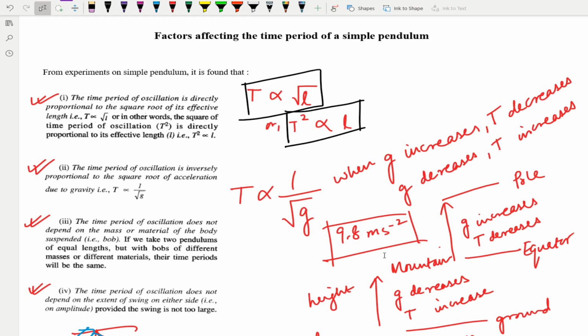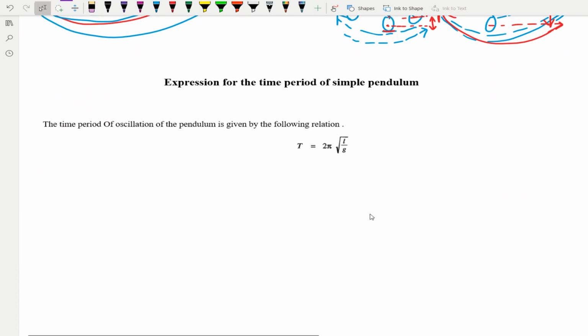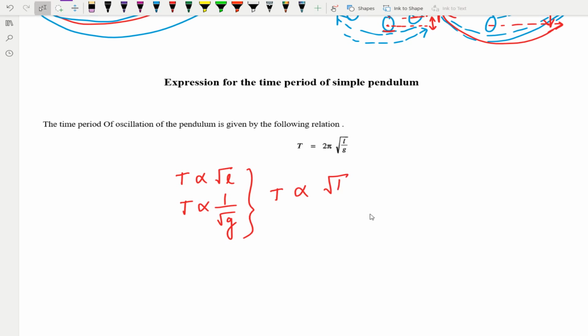Now combining these first two factors, we get a formula for the time period. So what is the expression? Now, you know, time period is directly proportional to root L and time period is inversely proportional to root G. Now combining them, we will get time period is proportional to root of L by root of G, which we can write as T proportional to root of L by G.